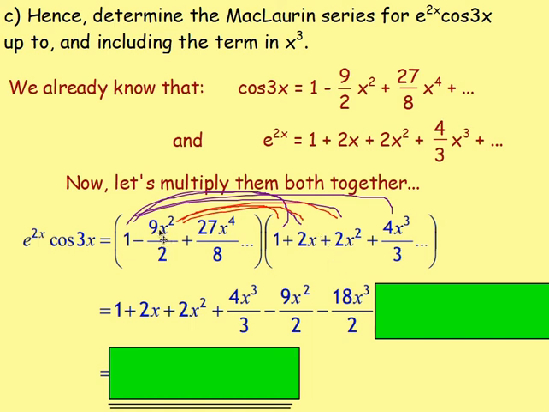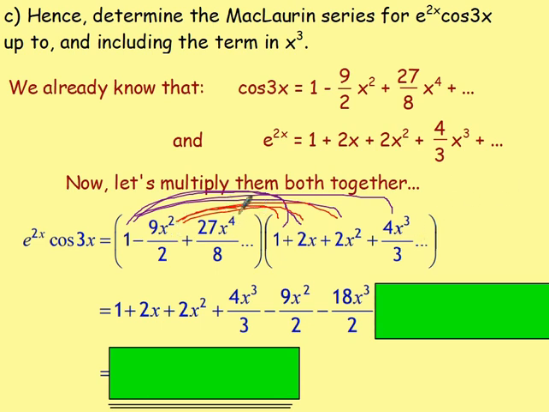But if you multiply this negative 9x squared over 2 by the 2x squared, well, you'd have an x squared times an x squared, which would be an x to the power of 4. That power is too large. We don't want that answer, so we don't need to write it. It's the same here. If we do the x squared times the x cubed, we'd have an x to the power of 5 term. Again, it's too large, so we don't need to do that.